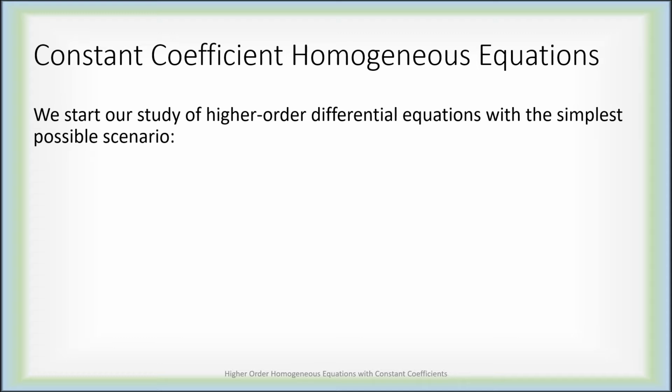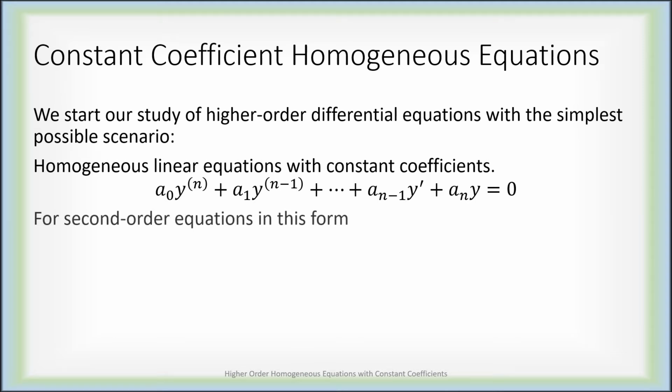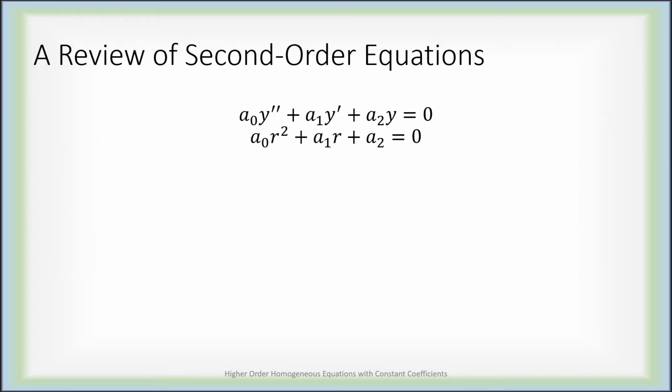So we go ahead and begin with the simplest scenario we possibly can, a homogeneous linear equation with constant coefficients. So the forcing function on the right is set equal to zero, and all of the coefficients on the left are just constants. Now for second order equations of this form, specifically a0 y double prime plus a1 y prime plus a2 y equals 0, we know how to find solutions to the differential equation by finding roots of the characteristic polynomial a0 r squared plus a1 r plus a2.